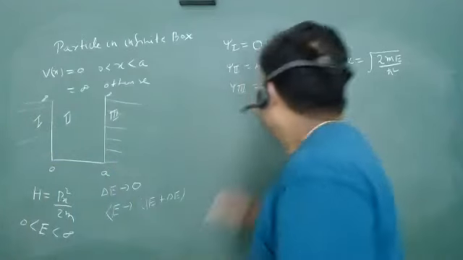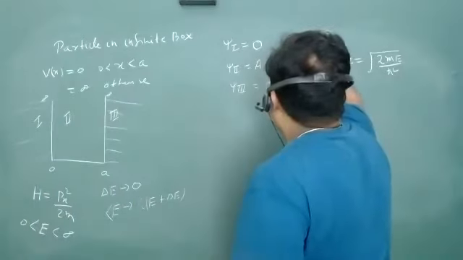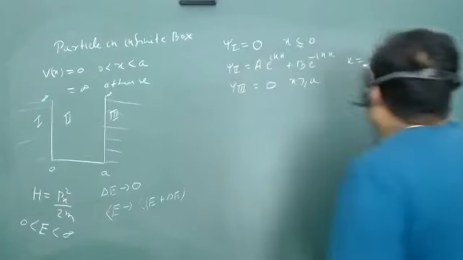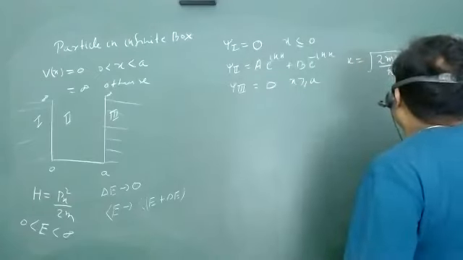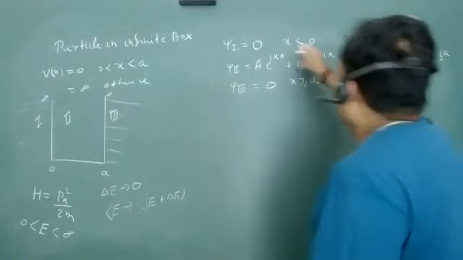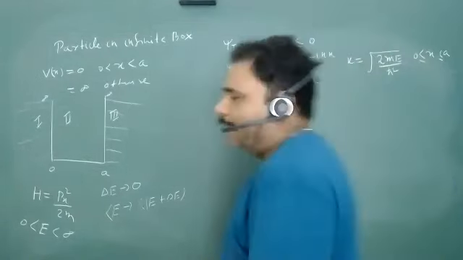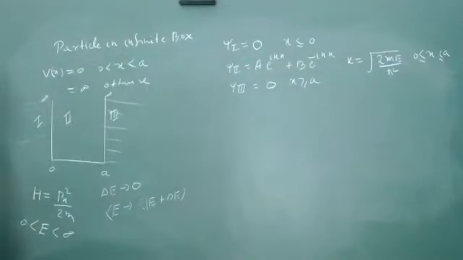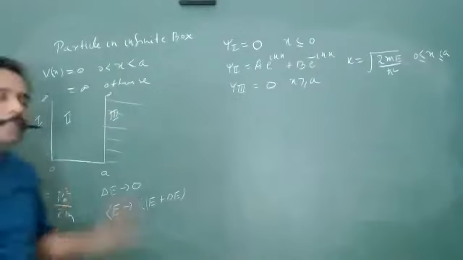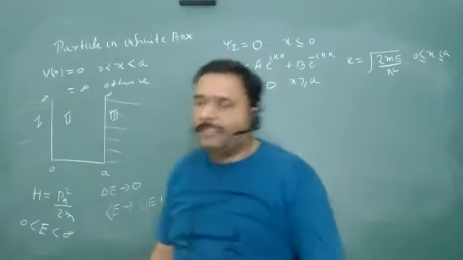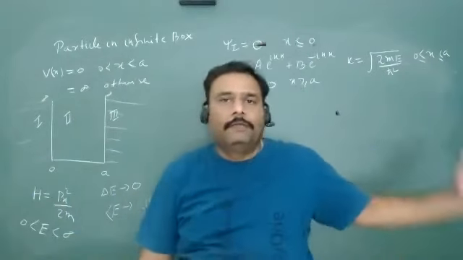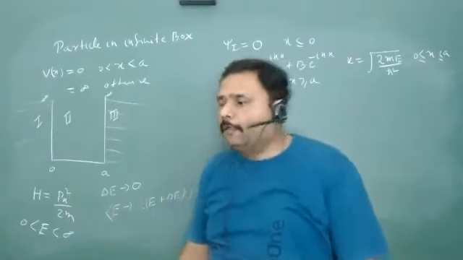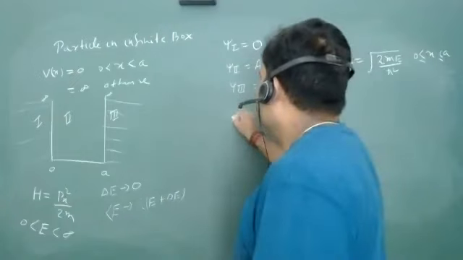Now, this is at x less than 0, this is x greater than a, and this is all about x between 0 and a. Why am I taking the equality sign on both sides? The wave function must be continuous, and I have to define my wave function from minus infinity to plus infinity. Isn't it? So the wave function must be continuous.